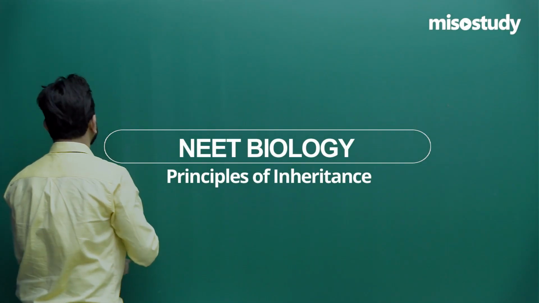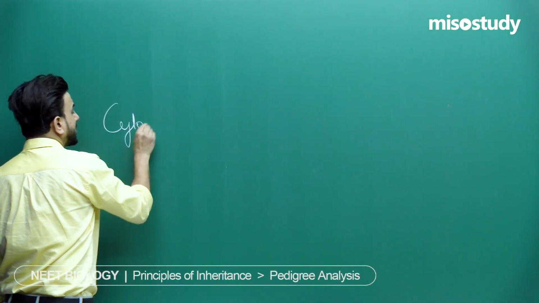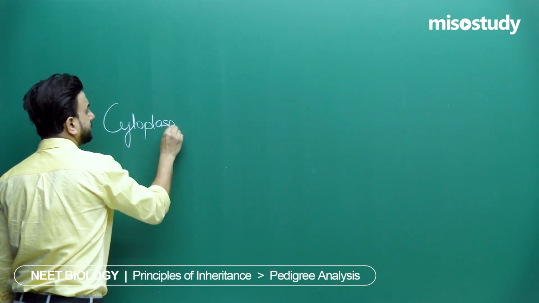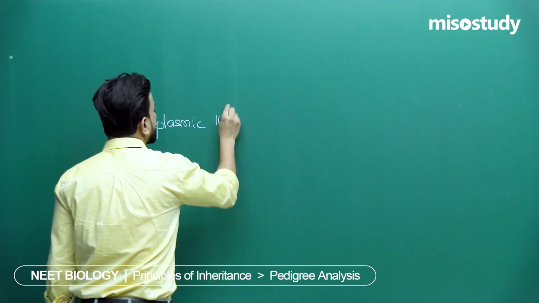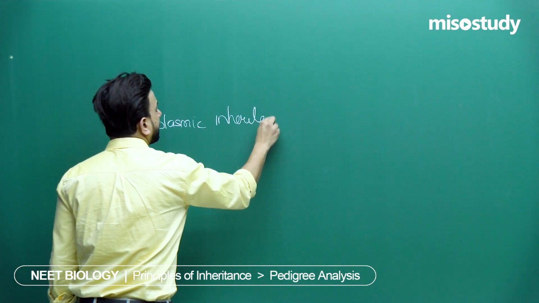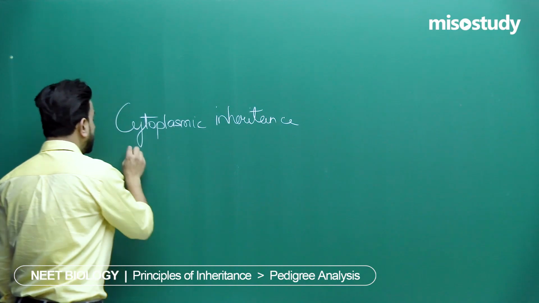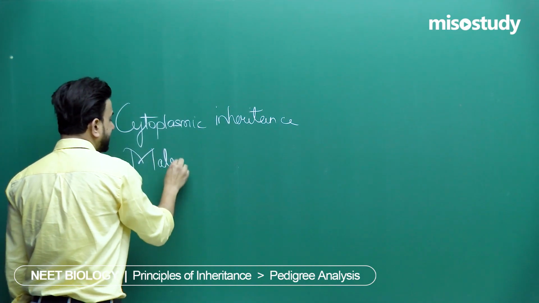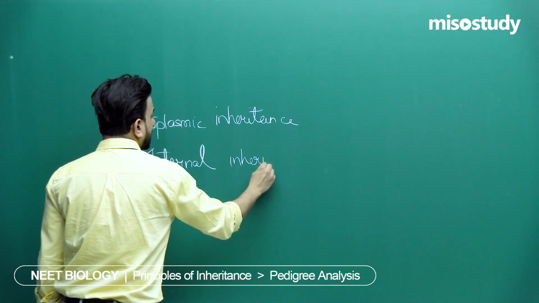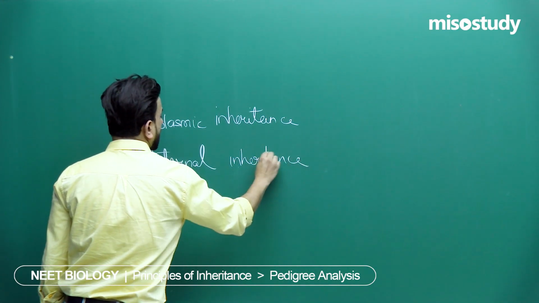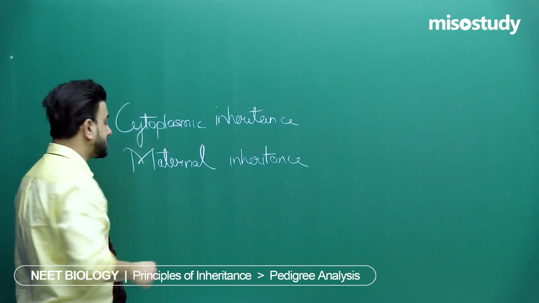We had talked about cytoplasmic inheritance, and in the cytoplasmic inheritance we further talked about what? We further had talked about the maternal inheritance, right? Maternal inheritance, and then we talked about the organelle inheritance, right?